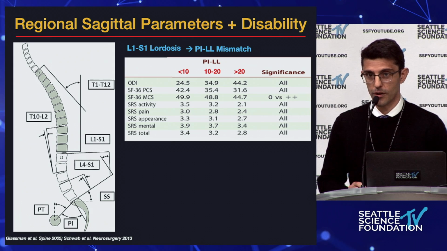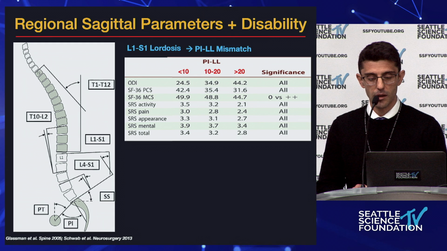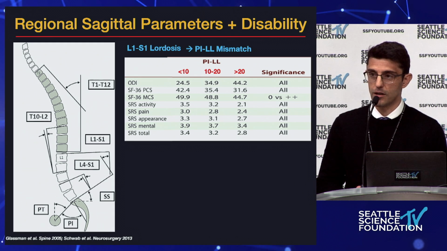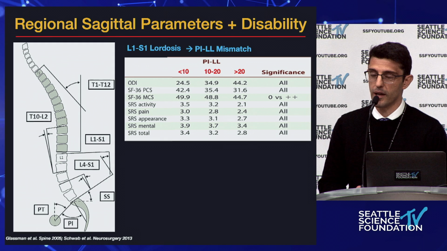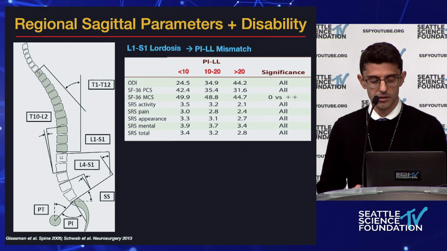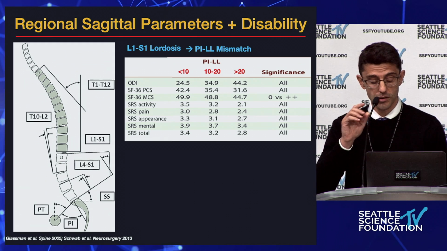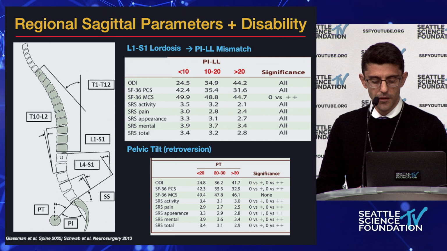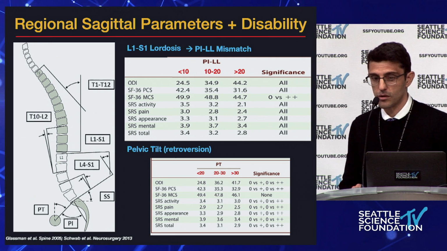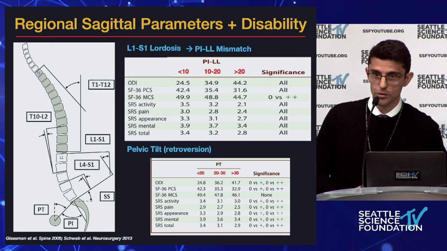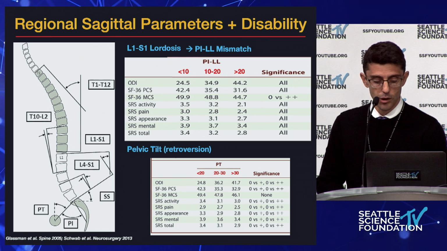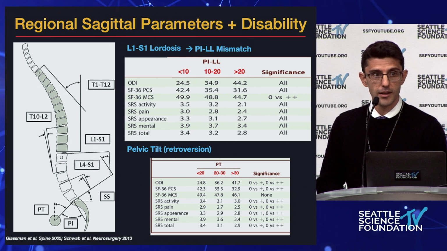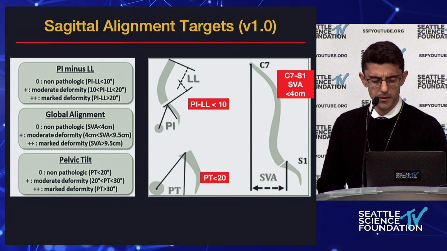Schwab was one of the first to demonstrate that PI-LL mismatch above 10 degrees jeopardized ODI scores as well as all domains within the SF36 and the SRS22. And then he also demonstrated that pelvic tilt greater than 20 degrees also compromised functional scores globally as well as from a specific spine perspective.